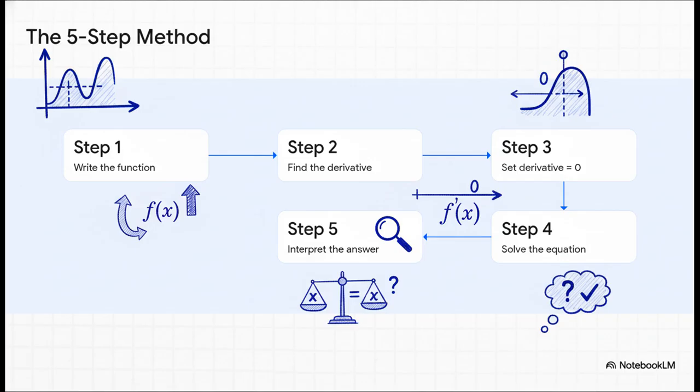Step 3, you set that derivative to 0. Why 0? Well, think about it. At the very top of a peak or the very bottom of a valley, for just a split second, the curve is totally flat, right? Its slope is 0. That's the secret. Then we just solve the equation to find the exact x where that happens.